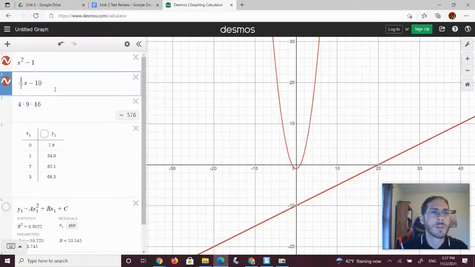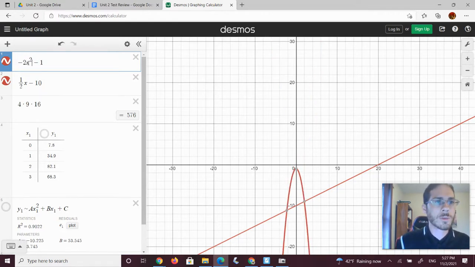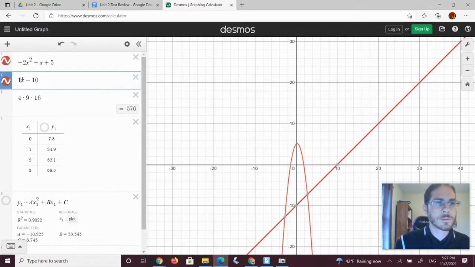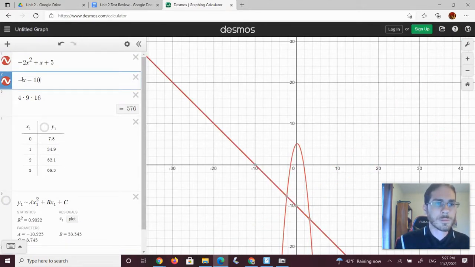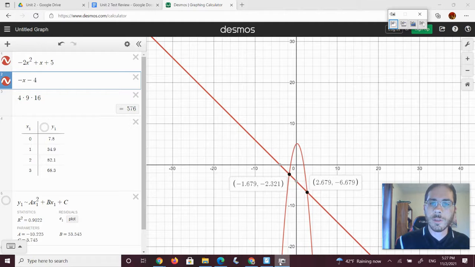Negative 2x squared plus x plus 5. We'll switch this up. Give 2x squared plus x plus 5. Double check if that actually is x. Yep. Negative x minus 4. And so we get our 2 solutions. We're just going to steal those again from the graph. We're just looking for where those 2 things intersect.